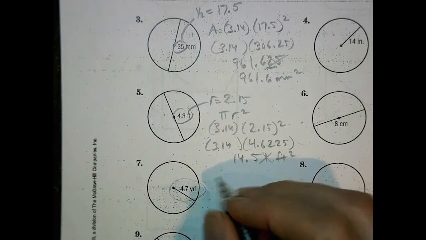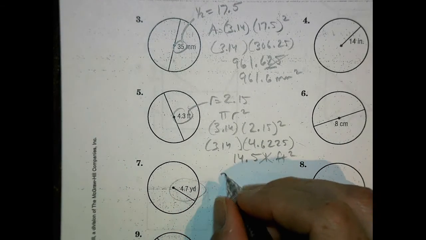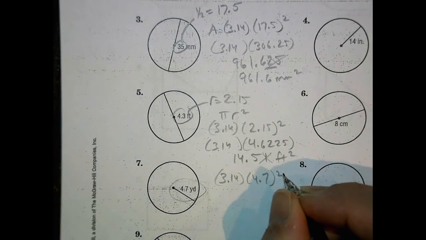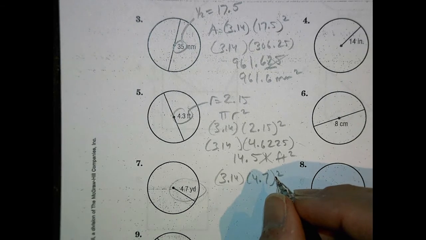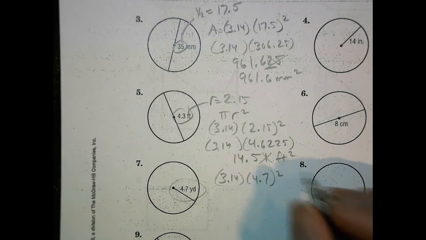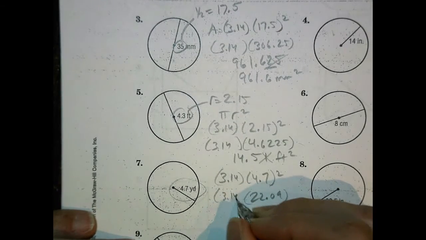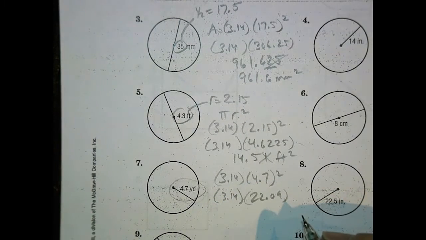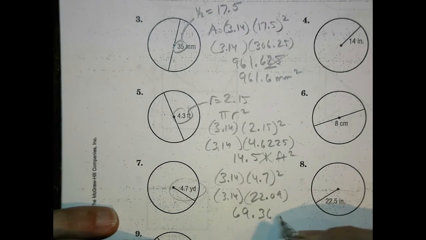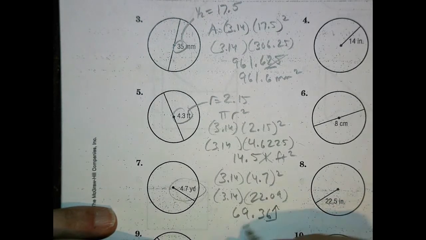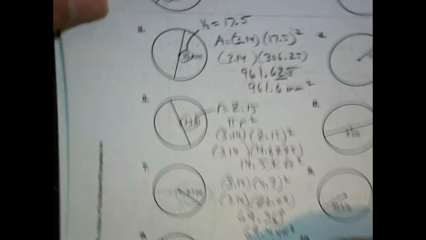Number 7, we have a radius, which is awesome. So we're going to do 3.14 times 4.7 squared. So 4.7 times 4.7, which is going to be 22.09 times 3.14 for 69.36. Looking at the nearest tenth, we're going to round that up. So this becomes 69.4 yards squared right there.